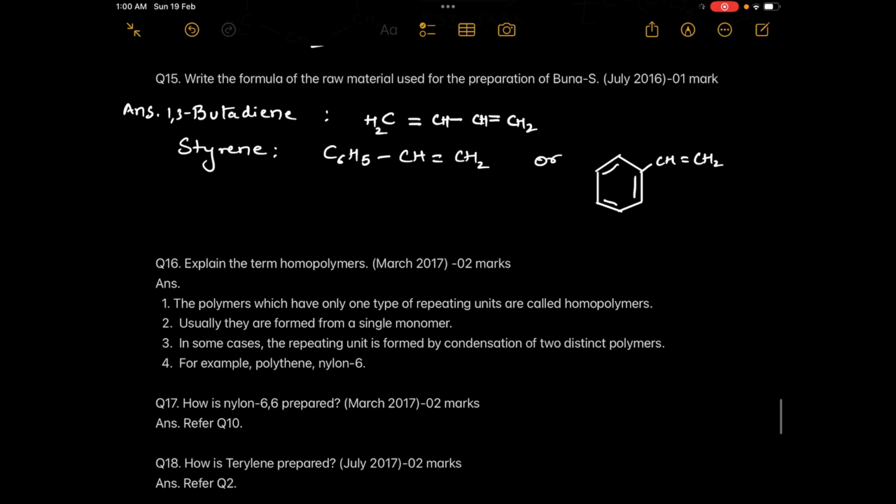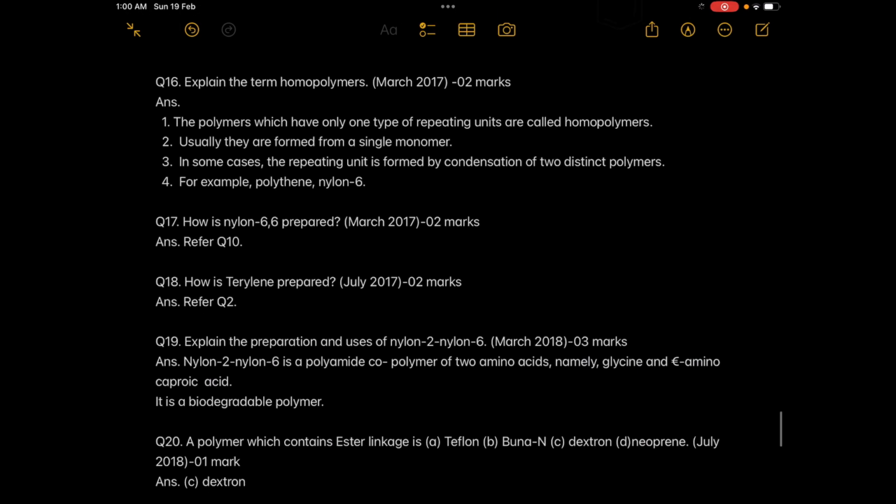See the next one, write the formula of the raw material used for the preparation of Buna S. It's a repeated question. See the next one, explain the term homopolymers. 2 marks, we have to write at least 4 points here. Now we are having 3 points along with the example. Polymers which have only one type of repeating units are called as homopolymers. Now these are formed usually from a single monomer. In some cases, you will find out that the repeating unit is formed by condensation of two distinct monomers. But you should remember that it's the same one type of repeating unit. Okay. The example can be polythene or it can be nylon 6.